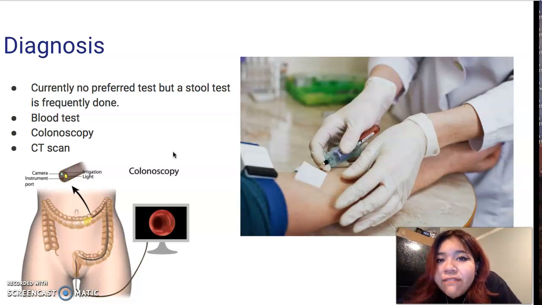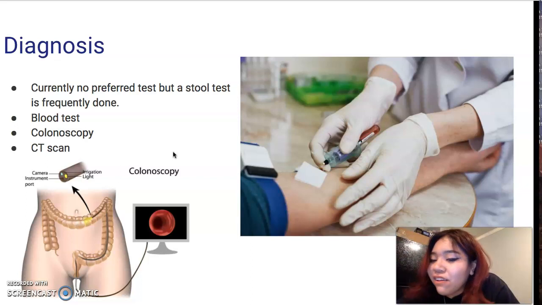Or if they suspect that you do have C. diff, they will conduct a colonoscopy where they put a little camera through your colon and see if there's yellow plaques in your colon, because those are usually the fluid secretions released from the destroyed cells. And it's very obvious. I didn't want to put pictures here because it's a lot. I don't know if you guys are comfortable with that.